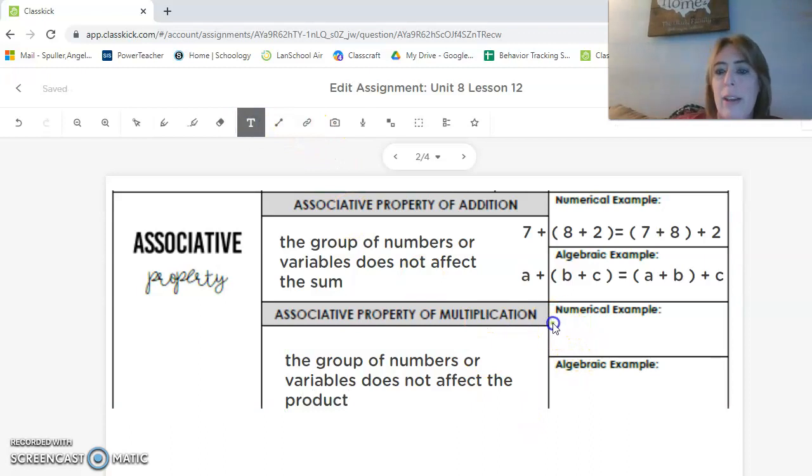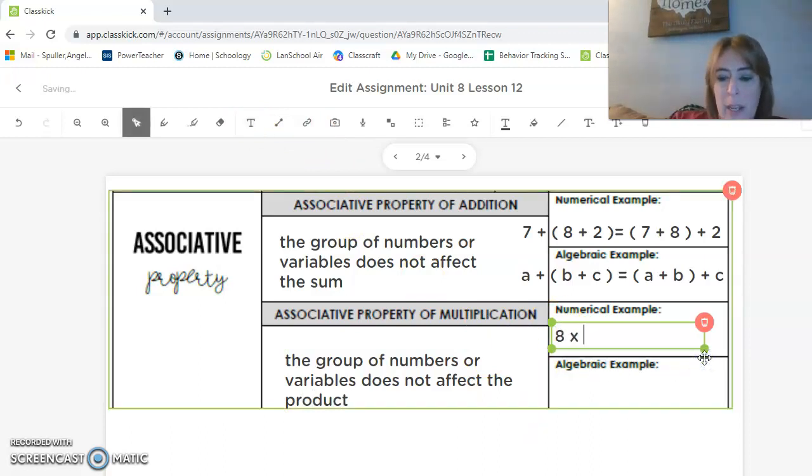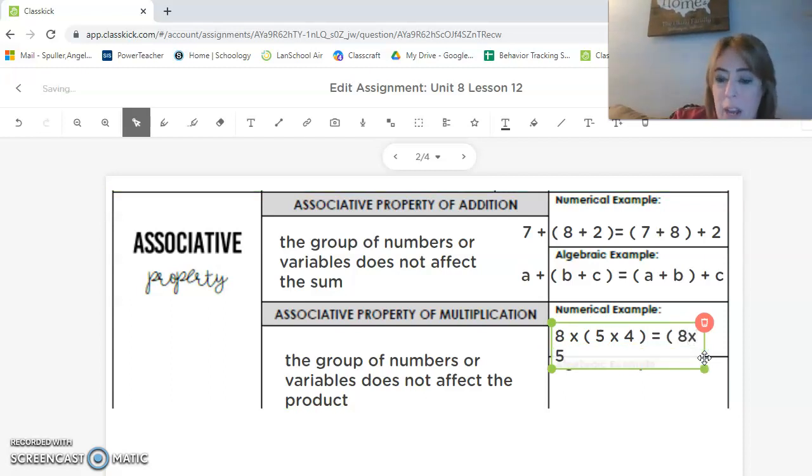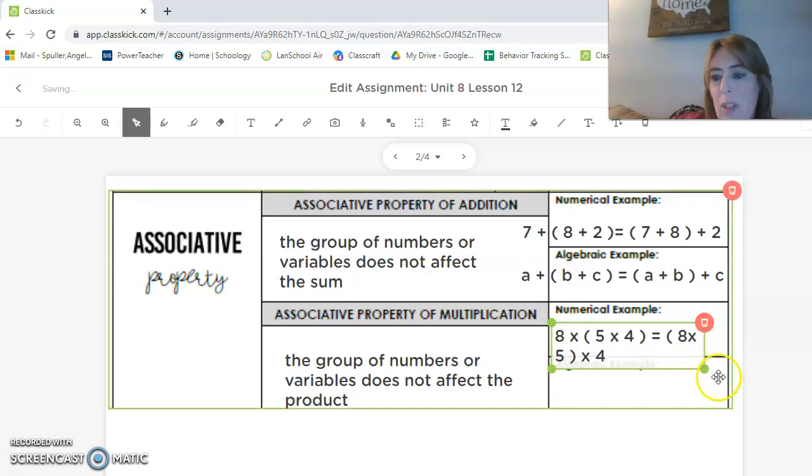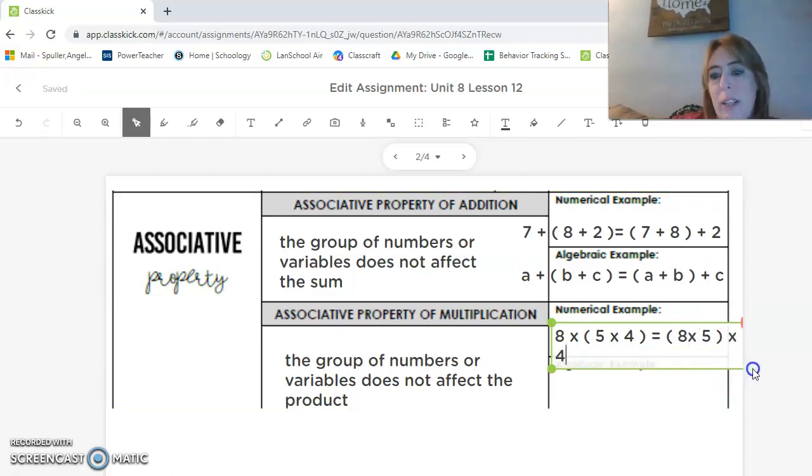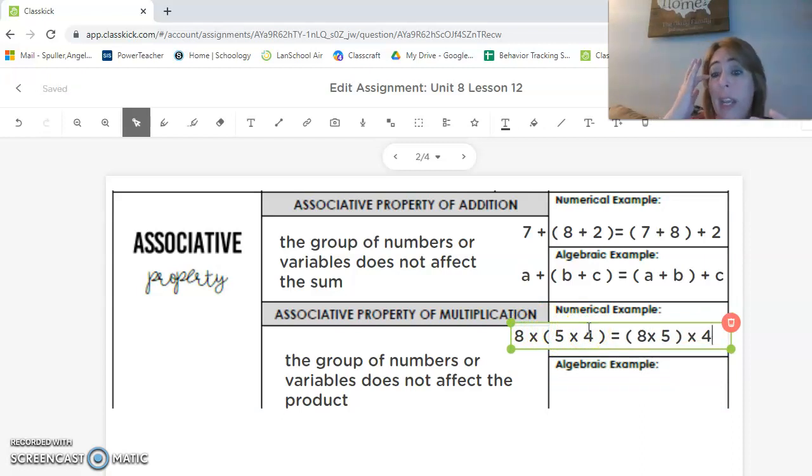Well, that means if I say 8 times 5 times 4, it's the same as saying 8 times 5 times 4 with different grouping. Doesn't matter how I group them, I'm still going to get that same answer. So let's make sure that's true. Okay, 5 times 4 is 20, times 8 is 160. 8 times 5 is 40. 40 times 4 is 160.